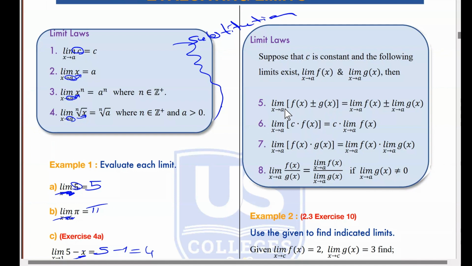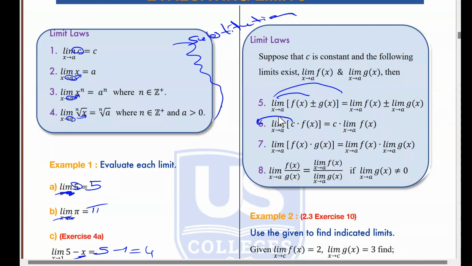It's like distributing the idea of limit through the bracket. So when you distribute the limit, it becomes limit as x approaches a of f of x plus or minus limit as x approaches a of g of x. It also goes for multiplication and division. Similarly, when there is a constant inside, you can pull this constant out in front. So it becomes c multiplied by the limit as x approaches a of f of x.